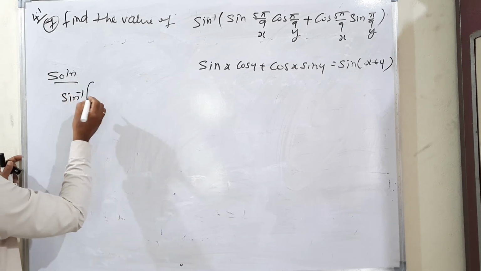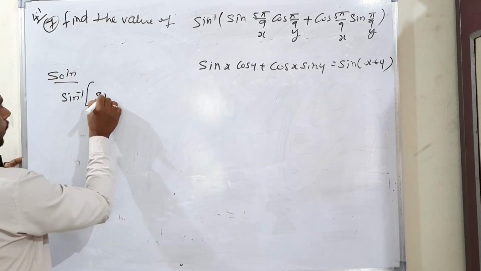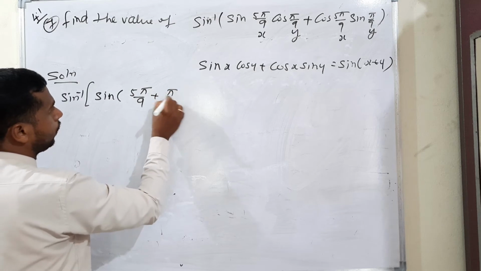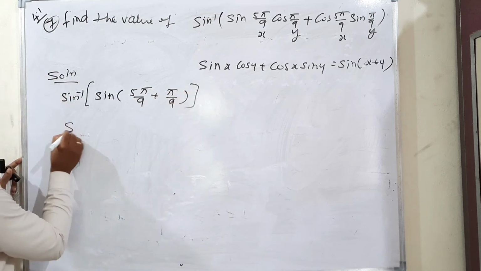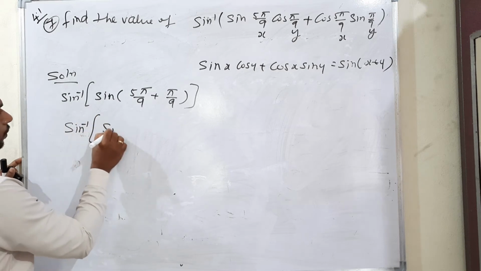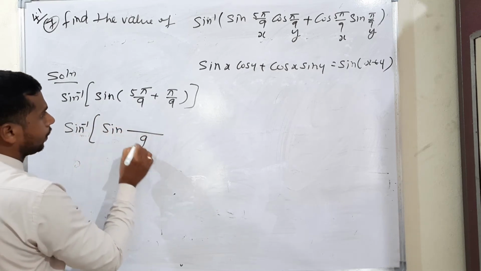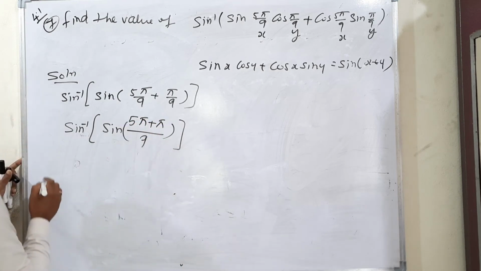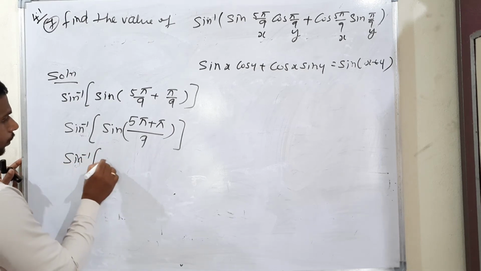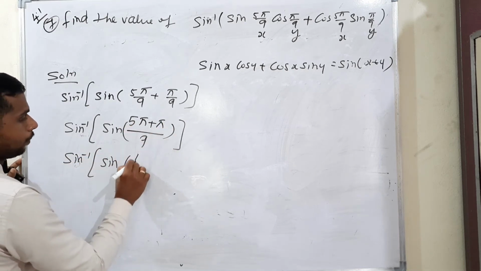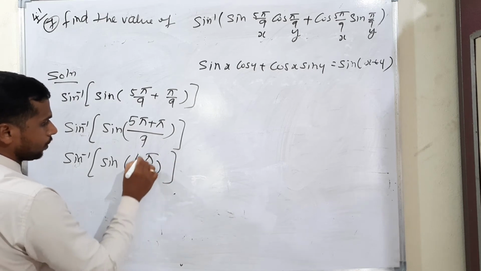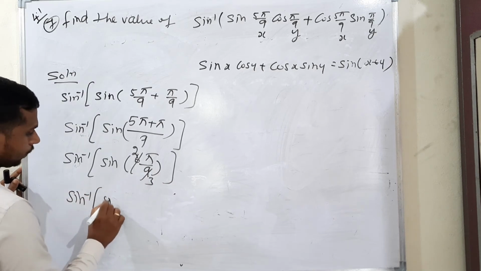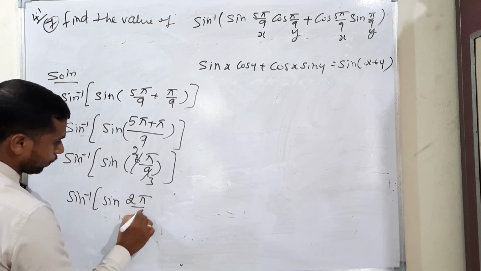Therefore the solution: sine inverse of sin of x plus y, isn't it? So sine inverse of sine of x value 5 pi by 9 plus y value pi by 9. With common denominator 9, it means 5 pi plus pi. Therefore sine inverse of sine, 5 pi plus pi means 6 pi by 9. Cancelling, 2 and 3. Therefore sine inverse sine 2 pi by 3.